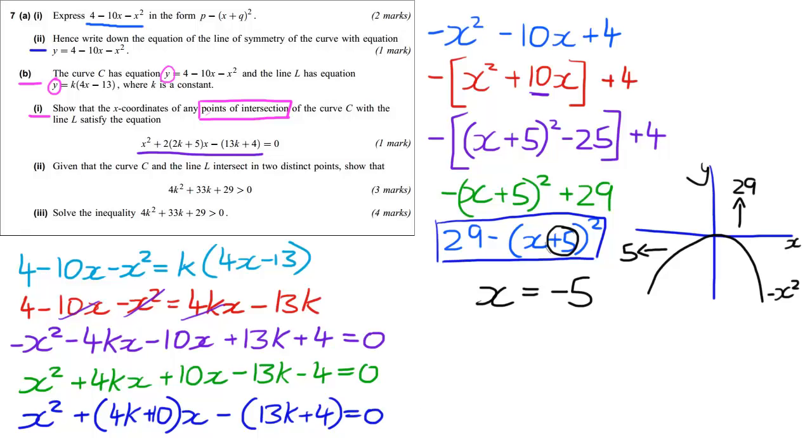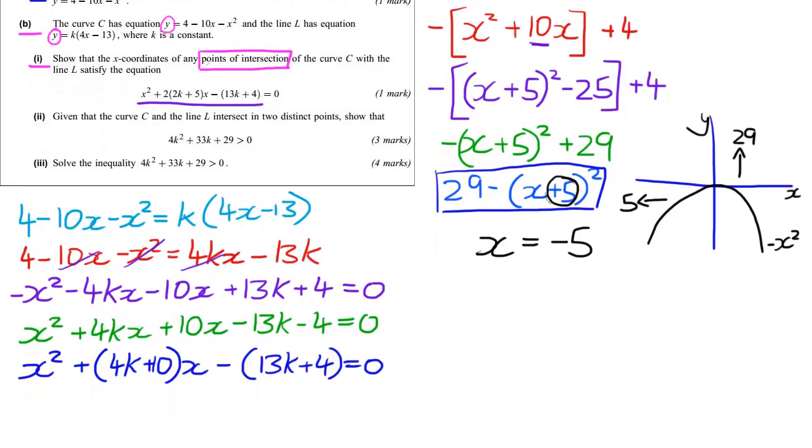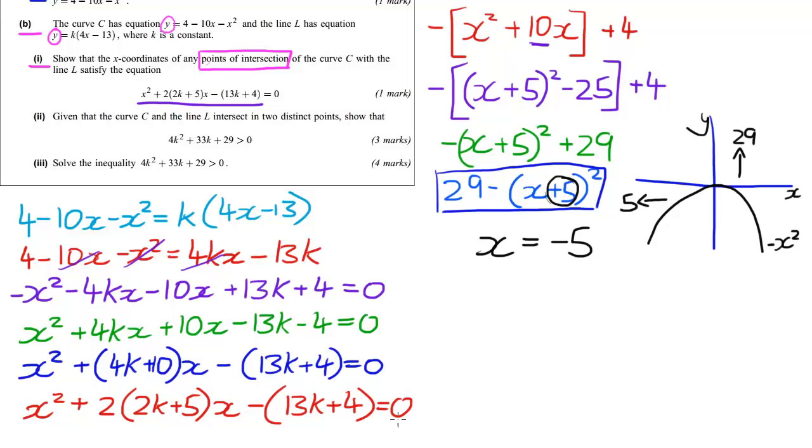I'm going to go down a little bit here, and we have one step left, which is to take 2 out of this. So we can say x squared plus 2 amounts of 2k plus 5 amounts of x, then minus 13k plus 4, that is equal to 0. That is a lot of work actually for 1 mark, but never mind, we deal with what we're given, we don't get to choose that.